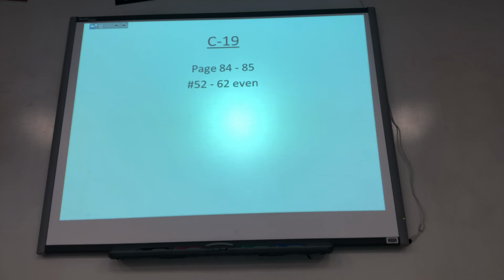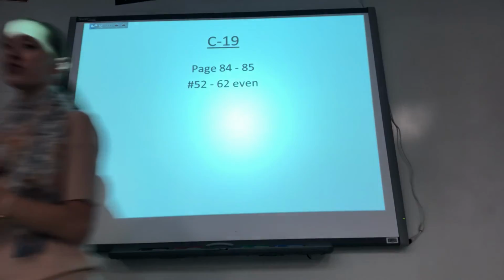All right, I'm going to go ahead and give you C19. These are the correct problems today, from page 84 to 85. Let's do 52 to 62 even. And it looks like there are some factoring problems at the beginning. So some of it might be factoring, others might have the radicals or the complex fractions.